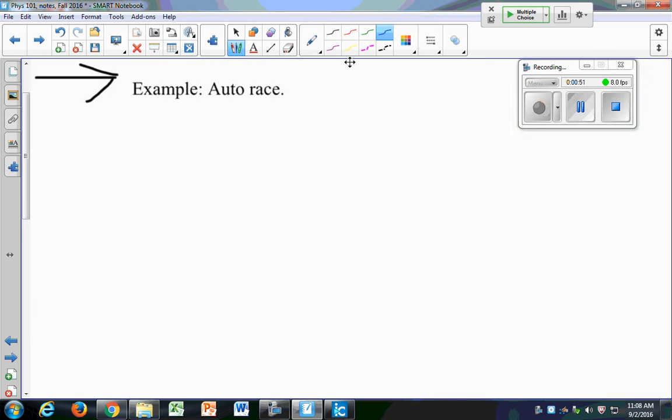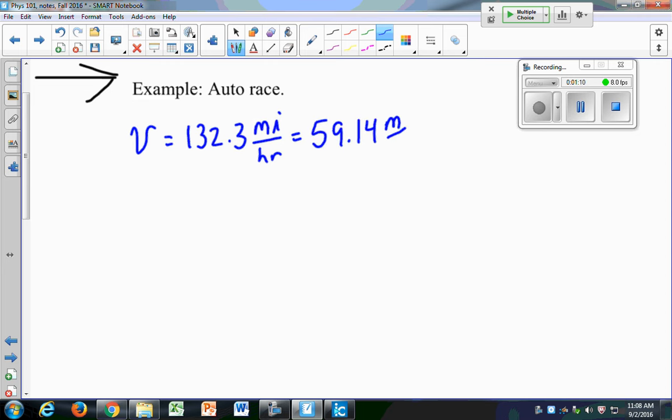This was our maximum speed, v, was 132.3 miles per hour. I'm going to go ahead and convert that into meters per second. I'll let you do that on your own. I'll just give you the value, but it's 59.14 meters per second. So this is his speed.